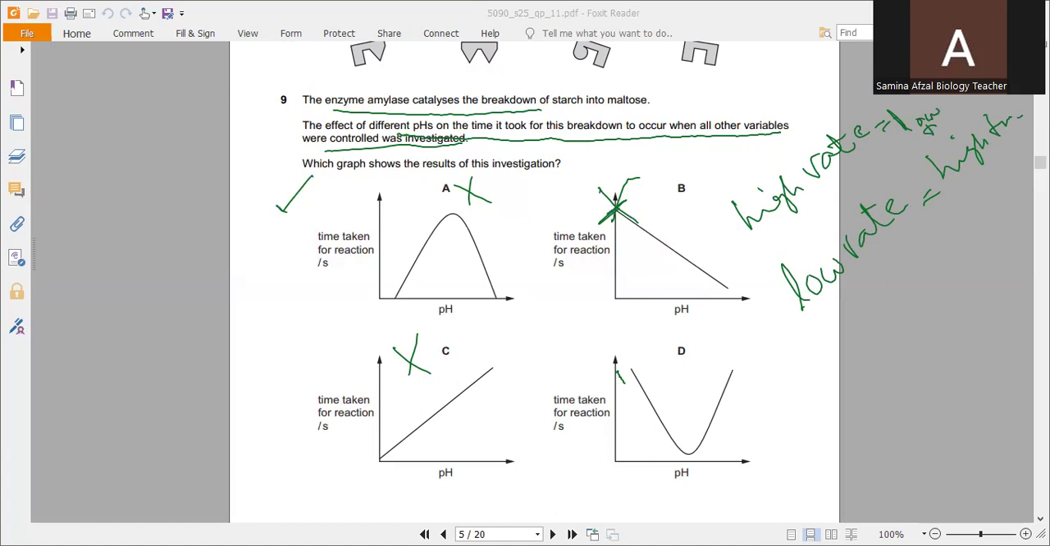So it means D is the correct choice because it represents the inverse relationship between the rate of reaction and the time taken. In enzyme experiments, the rate of reaction and time taken are inversely proportional. So it will be neutral at 7. So this is the correct point where the enzyme amylase catalyzes the breakdown of starch into maltose. So D is the correct option.